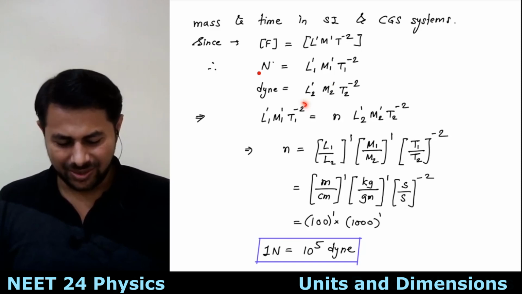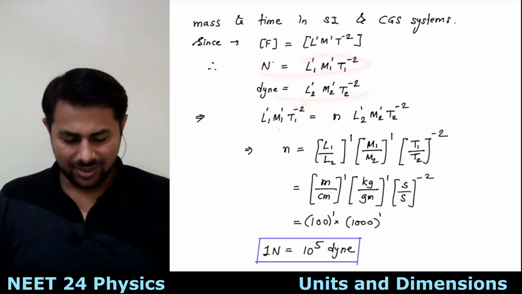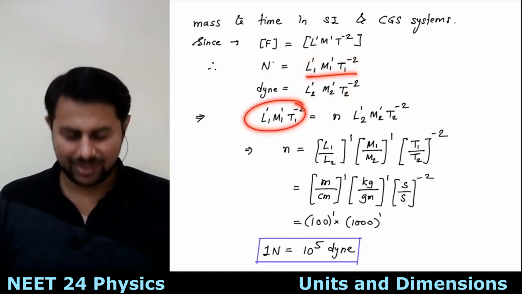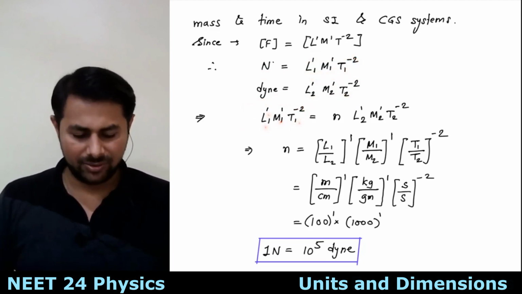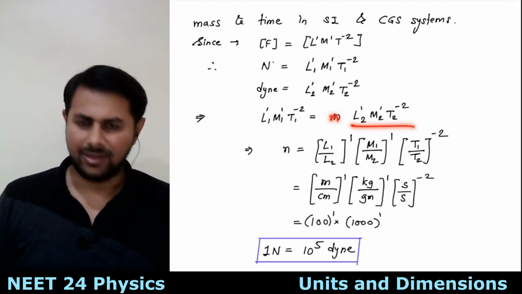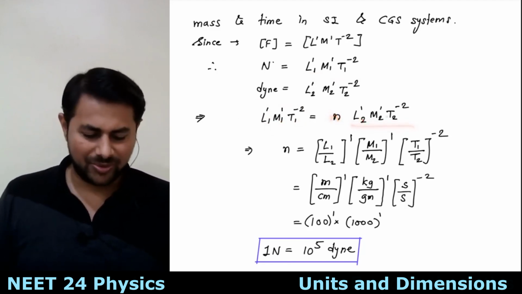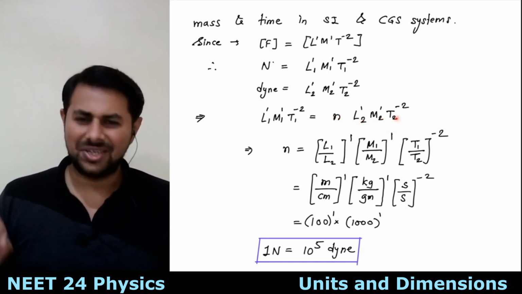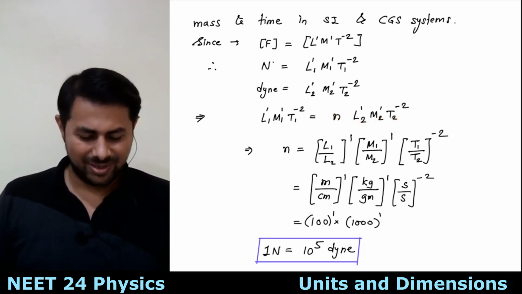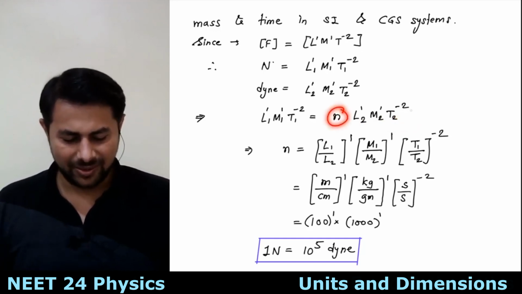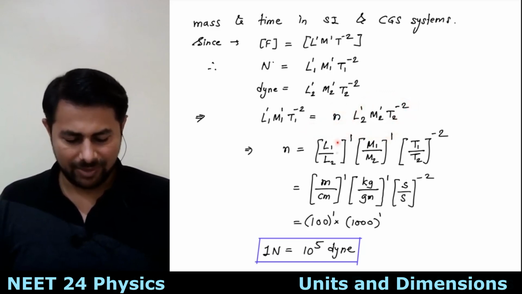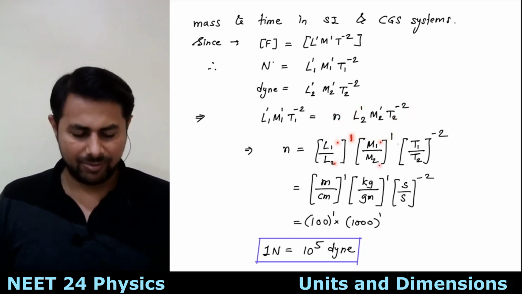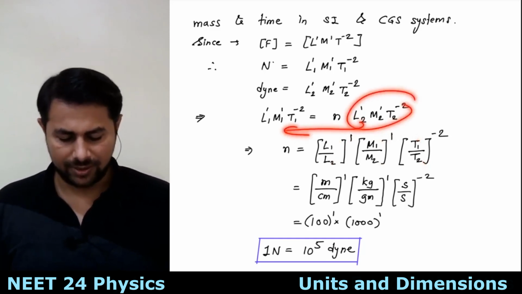So this is Newton, this is dyne. So write 1 Newton, which is L1 to the power 1, M1 to the power 1, T1 to the power minus 2, is equal to n times dyne, which is L2 to the power 1, M2 to the power 1 and T2 to the power minus 2. Then, to find out n, you can just move this thing to the other side. So you get n equals L1 by L2 to the power 1, M1 by M2 to the power 1 and T1 by T2 to the power minus 2.